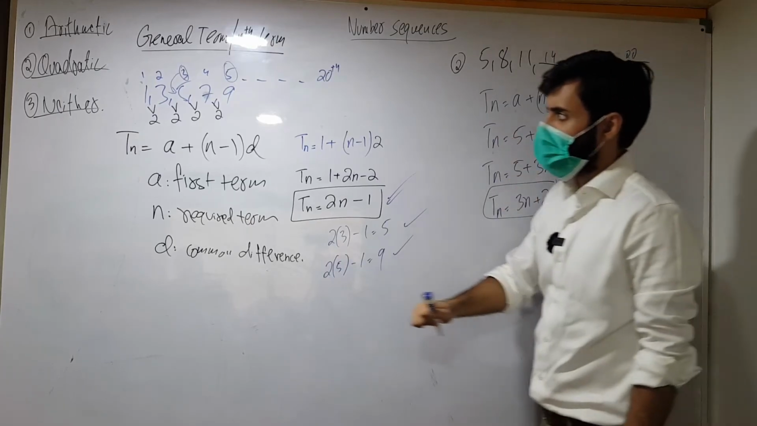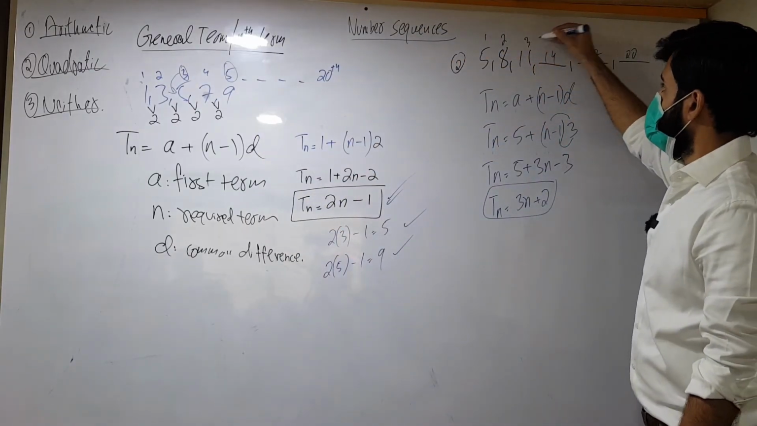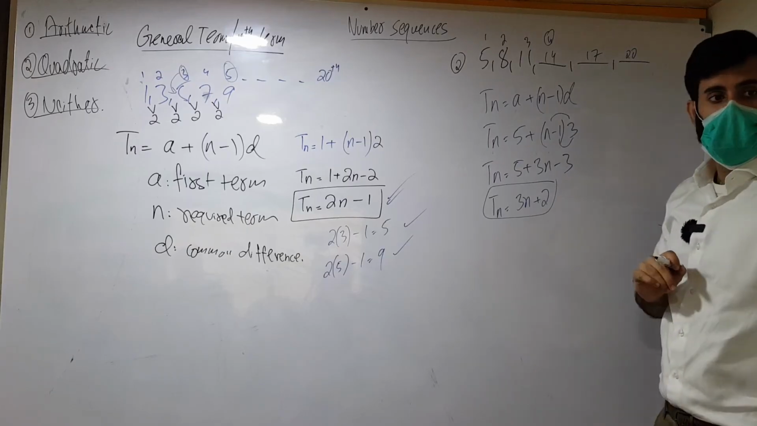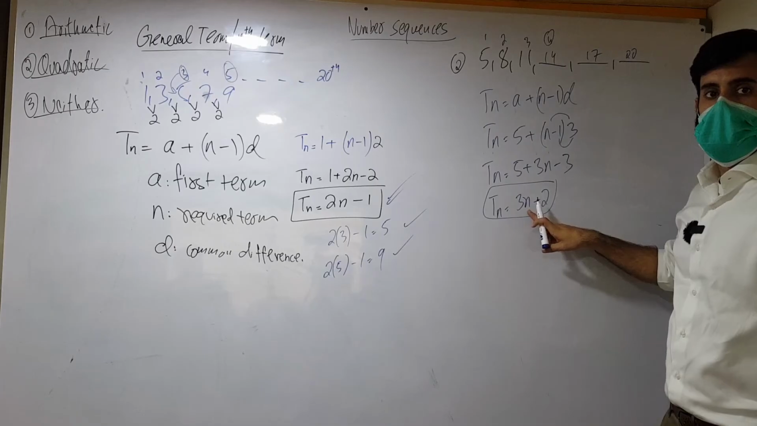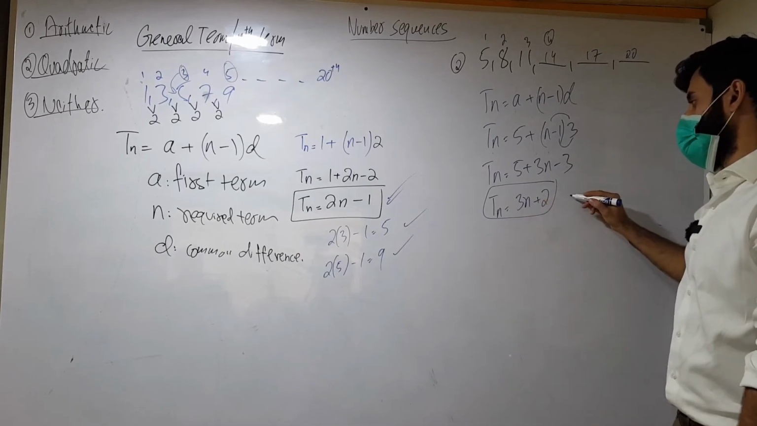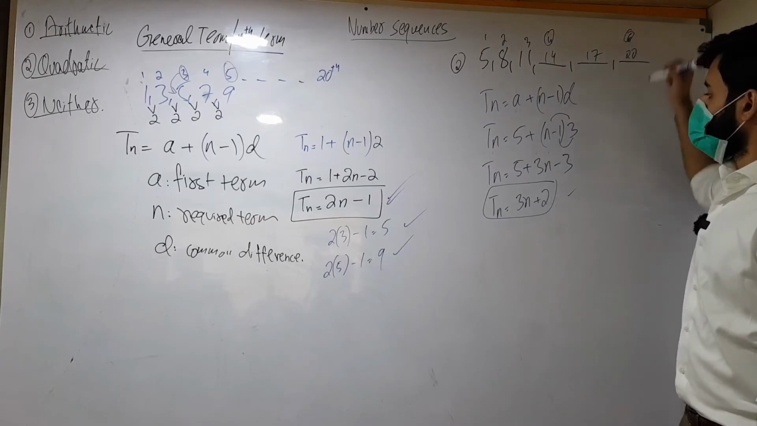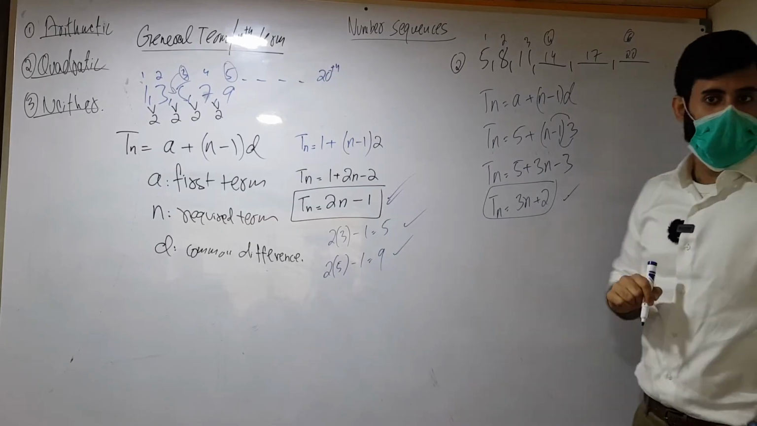Don't get carried away here. Make sure that you check your answer. If I plug in 4, what should my answer be? If this is correct, it should be 14. Let's see if that's the case. 3 times 4 is 12. And what's 12 plus 2? 14. So far so good. Let's just plug in 6. If I plug in 6, my answer should be 18 plus 2, 20. So this is absolutely correct.